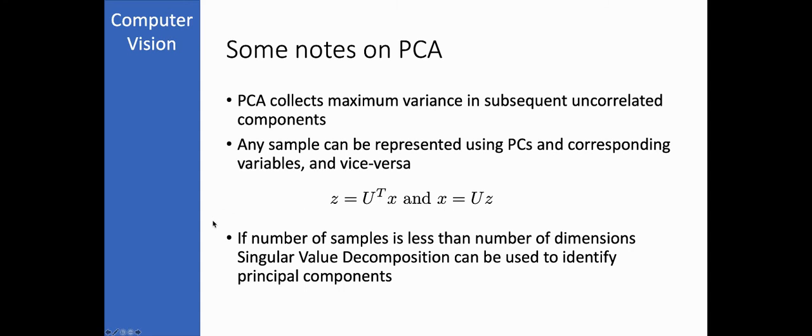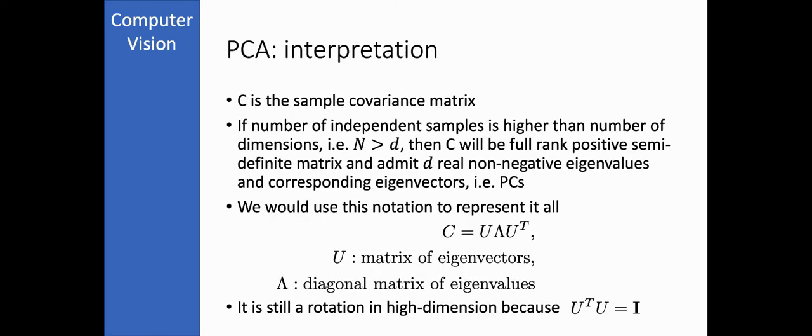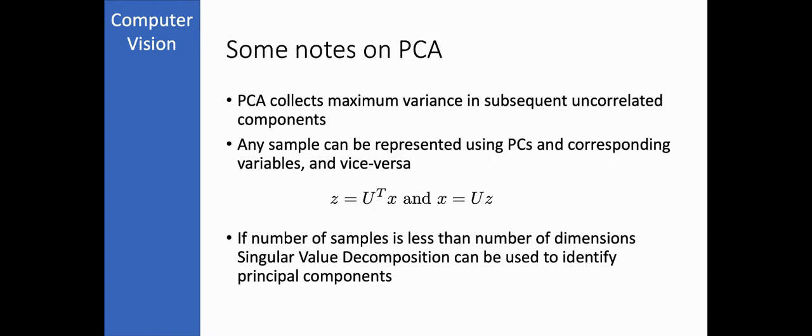Now, one point we didn't talk about much was the case where the number of samples is higher than the number of dimensions. Whenever you talk about images, this will not be possible. Actually, the number of samples will almost always be less than the number of dimensions. In this case, instead of using the eigendecomposition of a matrix given as here, you would compute the singular value decomposition. And the singular vectors will be the same as the principal components.